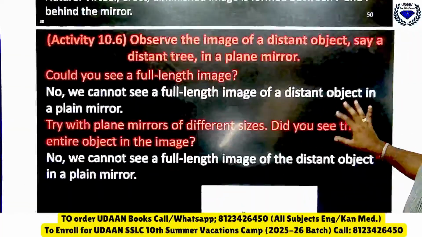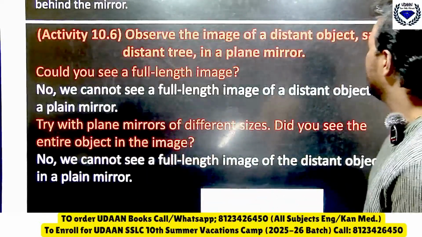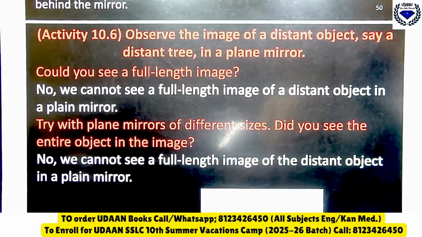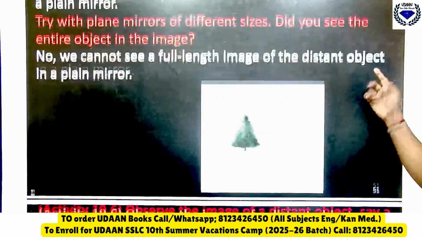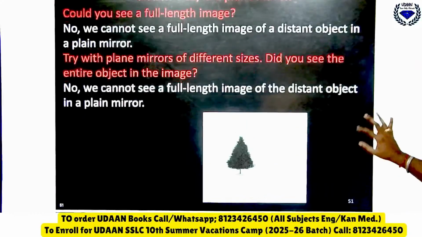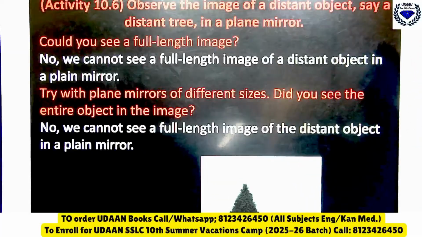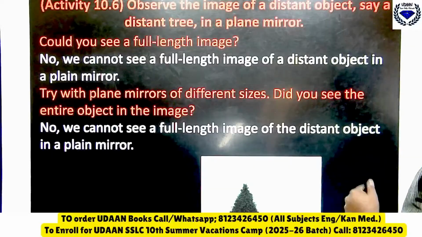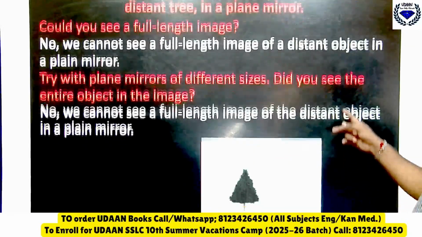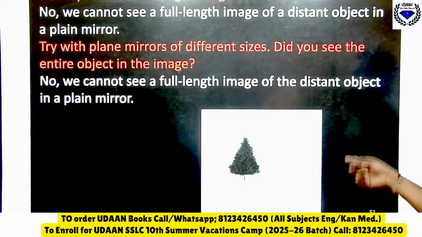Now activity 10.6, all the activities in one shot I will finish here. See, observe the image of a distant object, say a distant tree, in a plane mirror. Could you see the full length image? They have asked whether the full length image is seen in the plane mirror. No, we cannot see a full length image of a distant object in a plane mirror. Try plane mirrors of different sizes. Did you see the entire object? No.